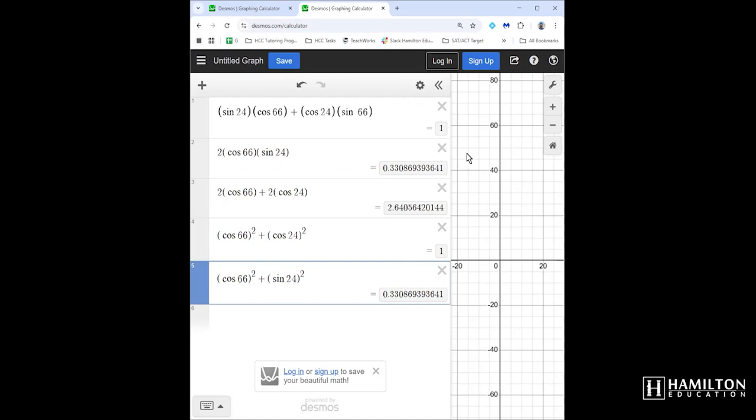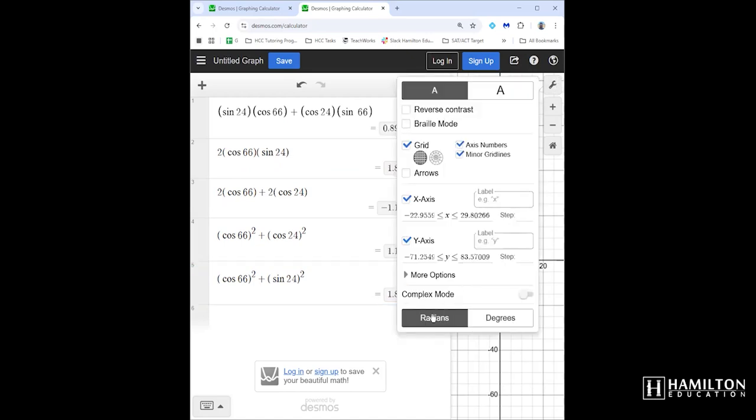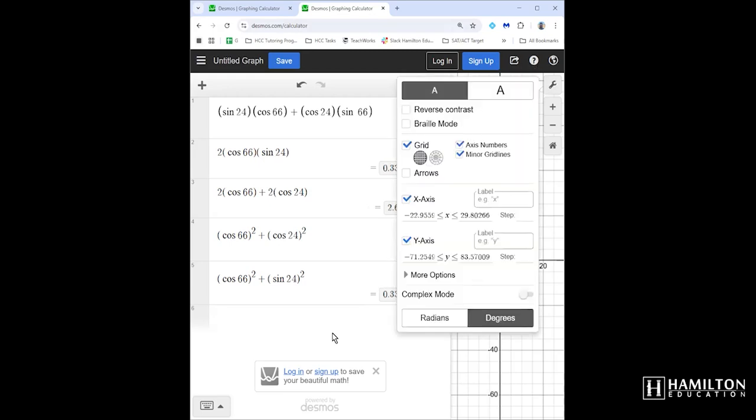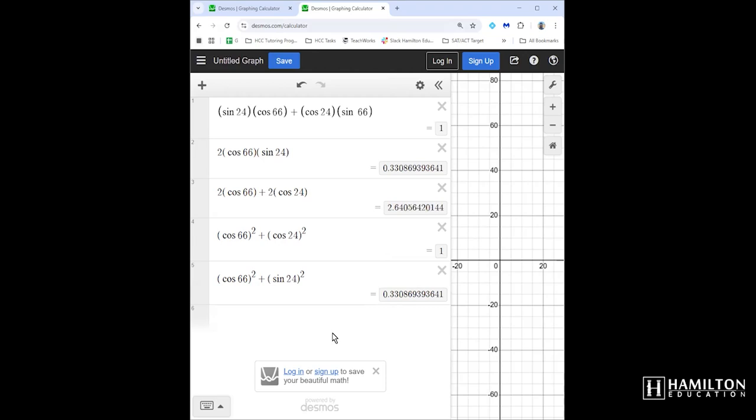One thing: if you did use Desmos and it didn't work out for you, you probably forgot to switch between the radian mode and the degree mode. In this case, if you were in radian mode, none of the answers make sense, and you might be pulling your hair out trying to figure out what went wrong. So make sure when you're using degrees on Desmos, it's in degree mode. The same goes for your scientific calculator and graphing calculator. Perfect. See you in the next one.